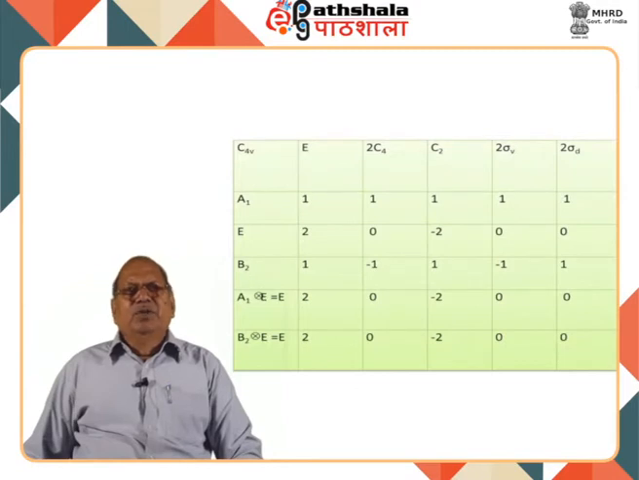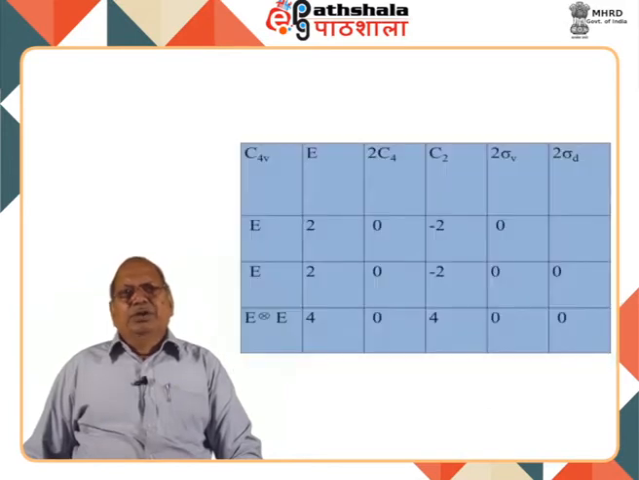That is, we take C2v. A1 into E is E, B2 into E is E. That is, here I am taking the direct product of a one-dimensional representation and a two-dimensional representation. The direct product of two or more degenerate representations is a reducible representation. Let us take the C2v character table and take the direct product of E and E. And by taking the direct product, we get the characters for the direct product as 4, 0, 4, 0, 0.